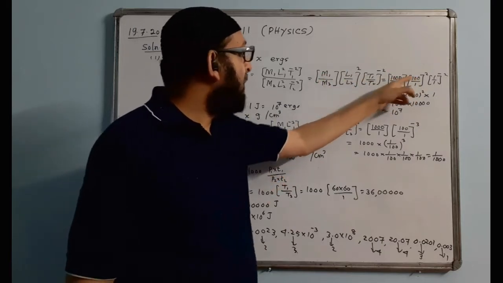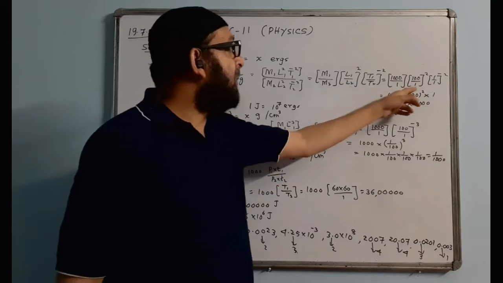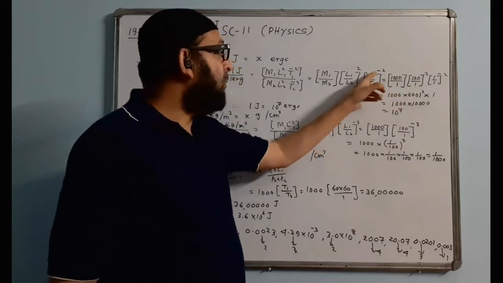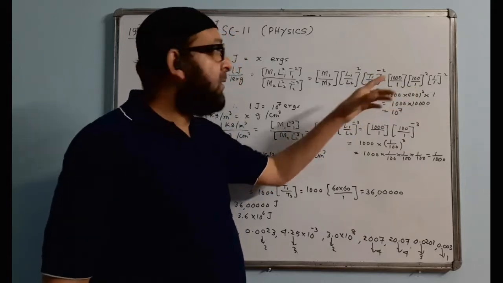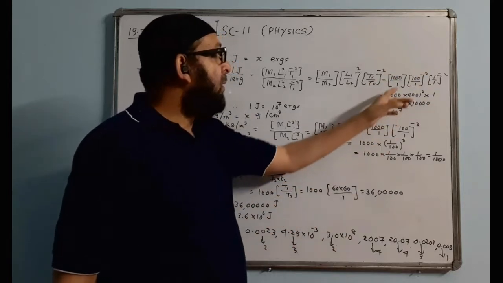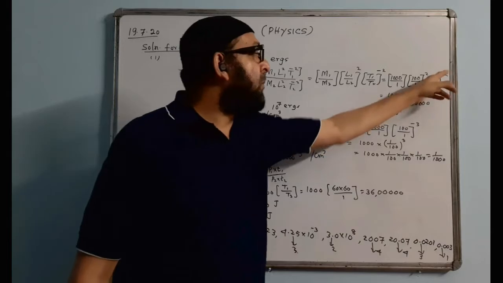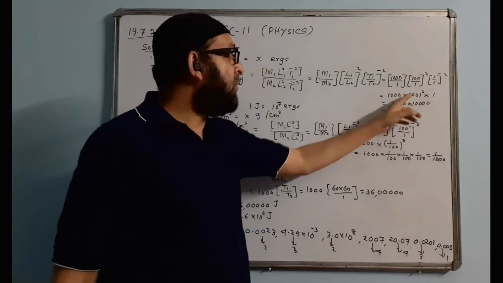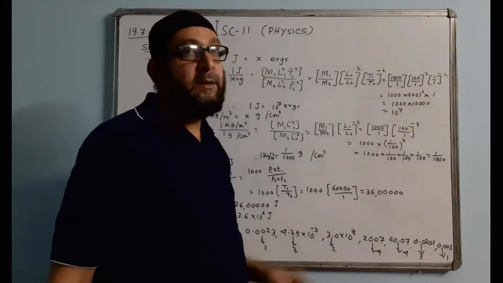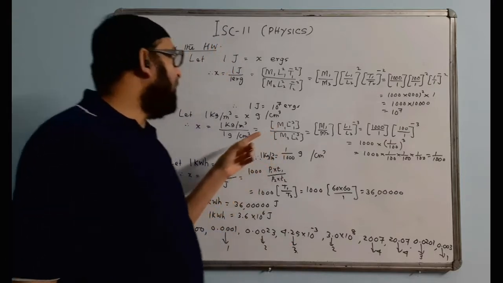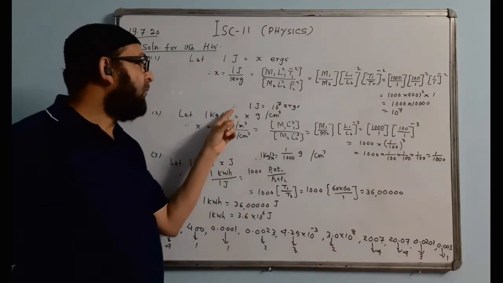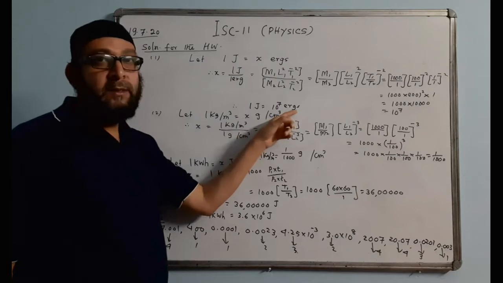L1 is 100, that is meter, and this is centimeter, 100 by 1. Here T1, T2, both are time in seconds, that is 1 by 1 ratio. 1000 you write here, 100 square. 1 to the power anything is 1. So ultimately the answer is 10 to the power of 7. Therefore 1 joule is equal to 10 to the power of 7 ergs.